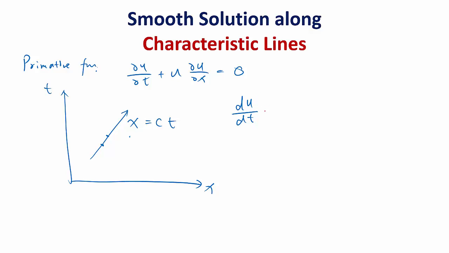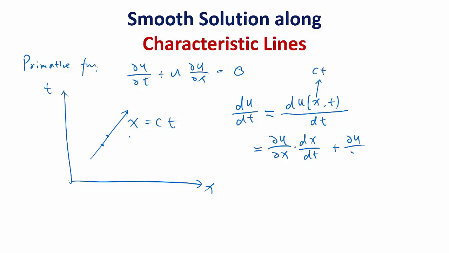What is du dt? Du dt on that line can be represented, let me write it more carefully, du of x and t on that line dt. So on that line, x is not a free variable. x is a function of t. So x is actually equal to ct. Okay, so it is du of ct and t with respect to t. So now if I expand it using chain rule, it is partial u partial x times dx dt, which is c, plus partial u partial t.